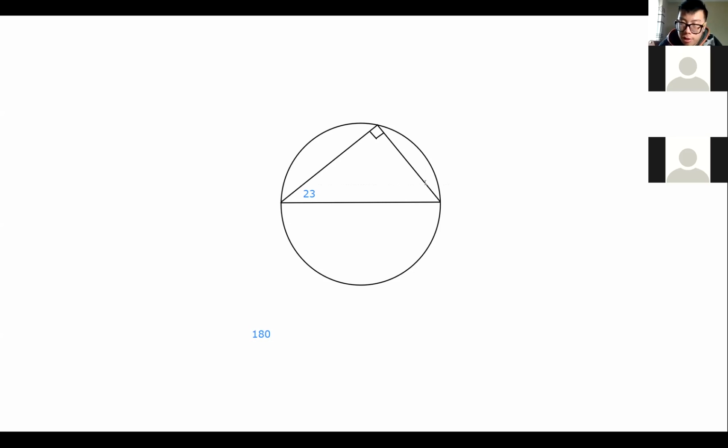So we're trying to solve for this angle, so we're going to write an expression for that. 180 is equal to 23 plus 90 from the right angle here, plus what was our angle named? Our angle was called ABD. And if you solve this equation, you get ABD is equal to 67 degrees. All right. Are there any questions?